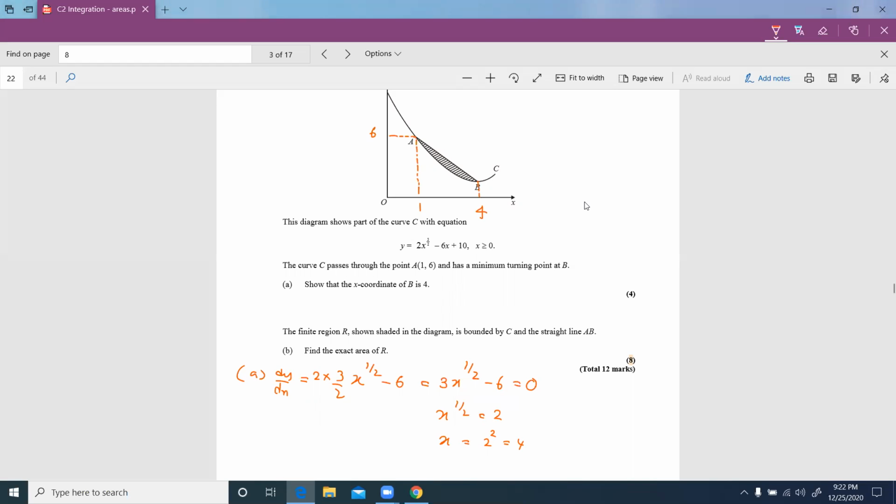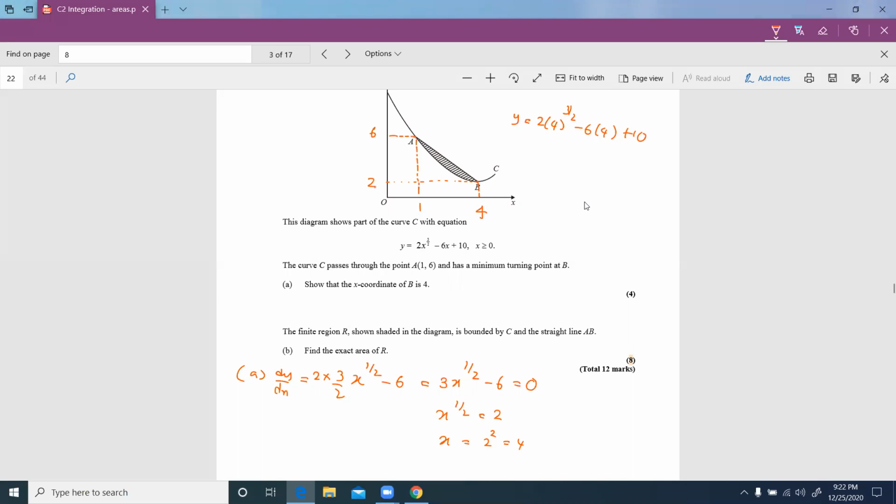Then we need the y coordinate as well. They didn't ask, but I think it might be useful for us to find it. So put y equals 2 times 4 to the power 3 over 2, minus 6 times 4, plus 10. 2 times 4 to the power 3 over 2 is 16, minus 24, plus 10. That answer is 2.